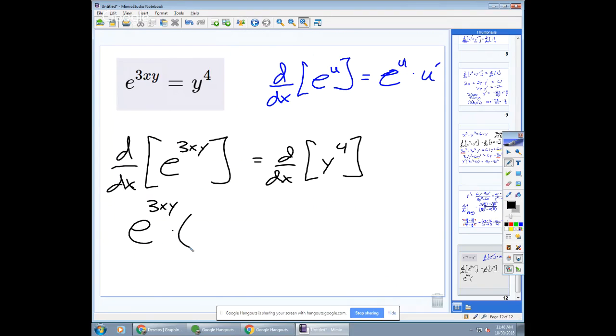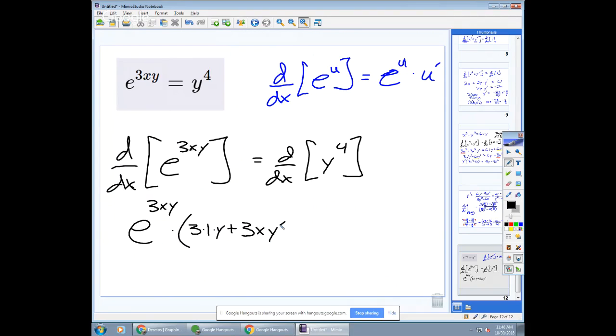So the 3 just chills out. Derivative of x is 1, and then the y chills out. Then we have to add on, the 3 is still hanging. X gets to chill out, we need the derivative of y, y prime, which we usually call y prime.